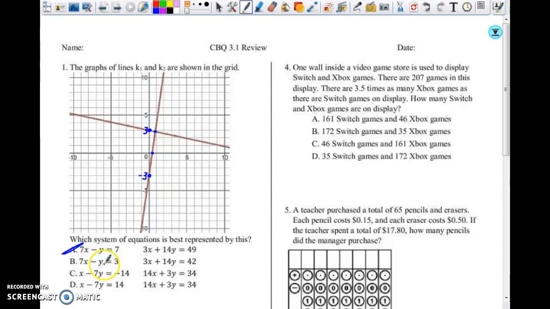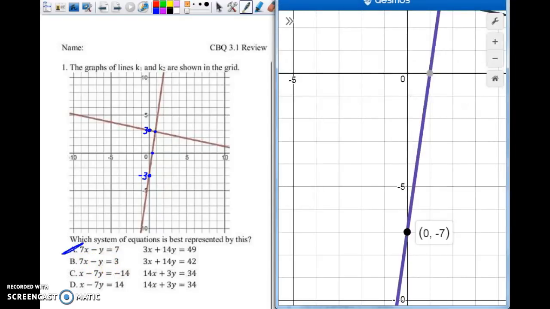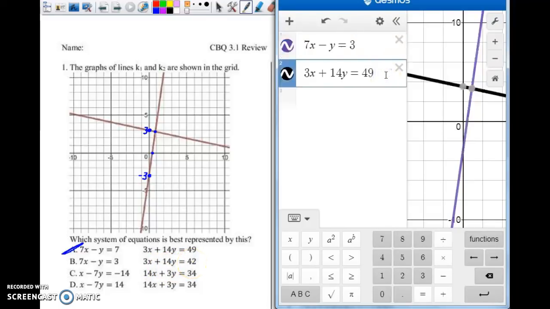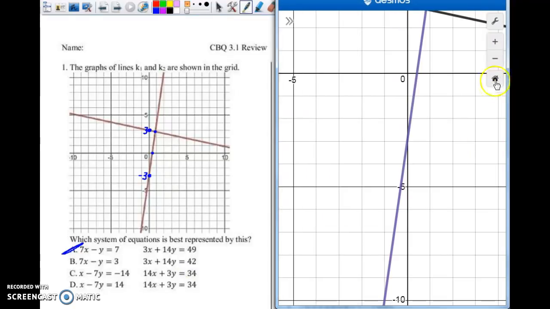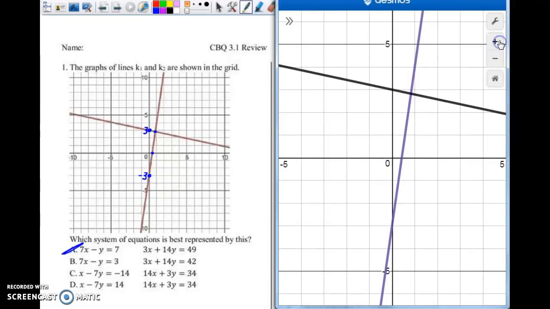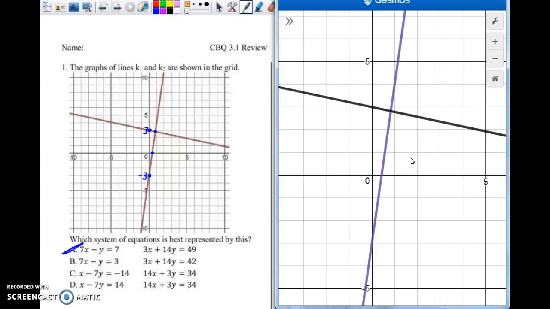So now let's try B. B is 7x minus y equals 3. And the second one was 3x plus 14y equals 42. Again, I'm going to look here. I'm going to adjust my calculator a little bit for you guys to see. Zoom in a little bit. So I see that the line going down, this black line, does cross at 3. Right, 1, 2, 3. So it does have that feature.